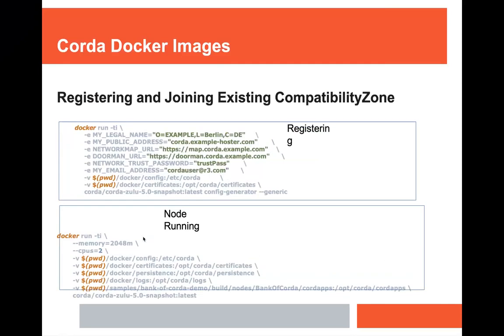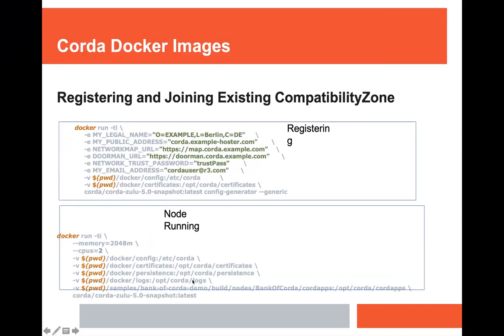The exact same thing is available for compatibility zones. Using the config generator with --generic, it will go to a doorman, register with the doorman, wait for the CSR to be signed, put it into the right place, and build your node configuration with the environment variables you've passed in. There are a few other environment variables available in the documentation. You can specify your P2P port, your RPC port, your password for RPC, etc.